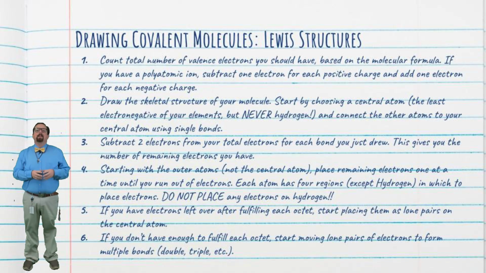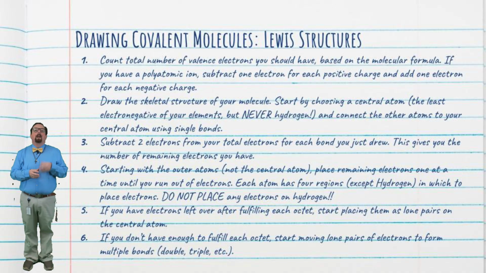To draw molecules, there are a few steps we need to follow. Step 1. Count up the total number of valence electrons you have to work with. Do this by adding up the valence electrons for each element based on the periodic table. Then draw the skeletal structure of your molecule. This is done by writing the symbol for the element with the least electronegativity, but never hydrogen, and then connecting the other elements around it with covalent bonds. The one with the least electronegativity that we put in the middle we call the central atom. Each line or bond you just drew represents 2 of those valence electrons, so subtract that total from your total number of valence electrons. Then you place the remaining electrons around the outer atoms until you run out.